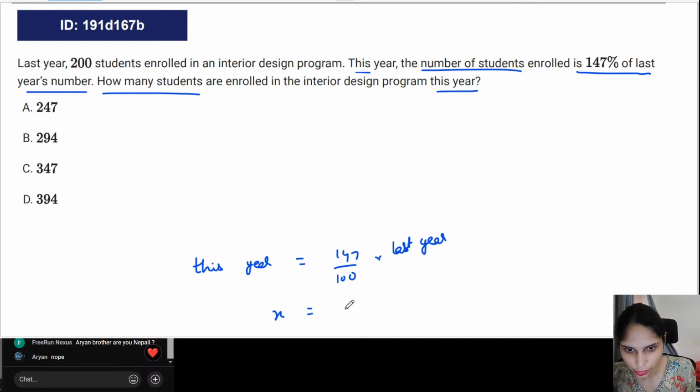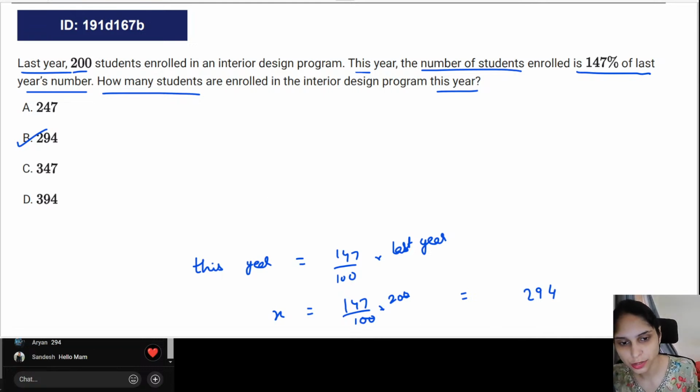This year we do not know. Last year was 200 students, so times 200. Basically you just have to do 147 times 2, that is 294. So this year 294 students are enrolled. This is an easy question, they're just asking how many students are enrolled.